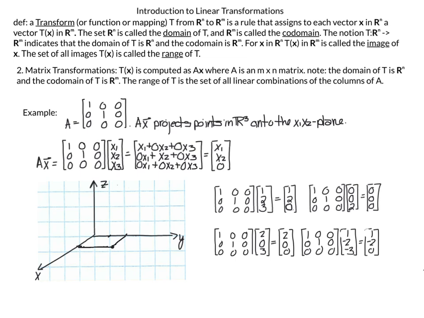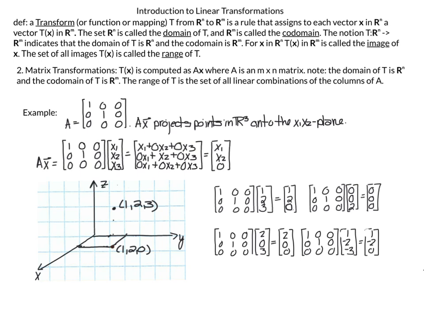Actually, this is the point that ends after the transformation, but the point I put in before is 1, 2, 3. It's up here. So what happens is you have this point in 3 space, and what the transformation does is it pulls it down into the xy plane.